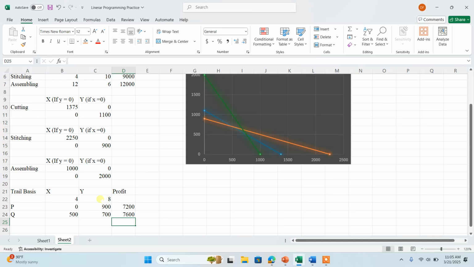Okay, now you can see that instead of going for option P, within the given limit of all of the departments, if I produce 900 of the Y and 0 of the X, I can earn 7,200 profit. Here it seems that Q is better than P. Let's check the R.